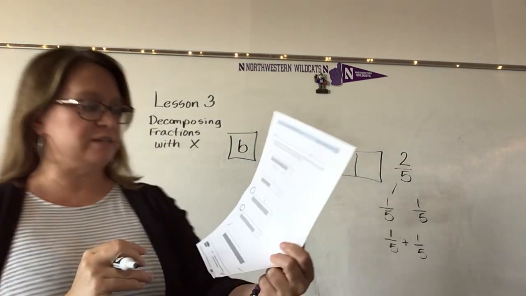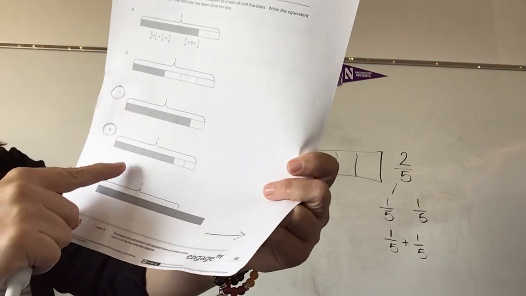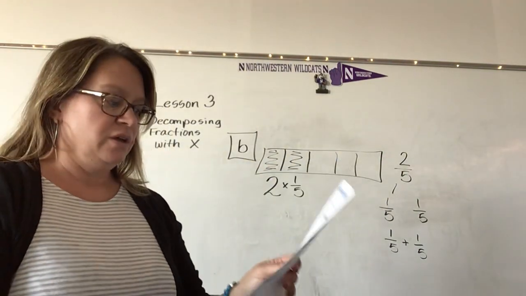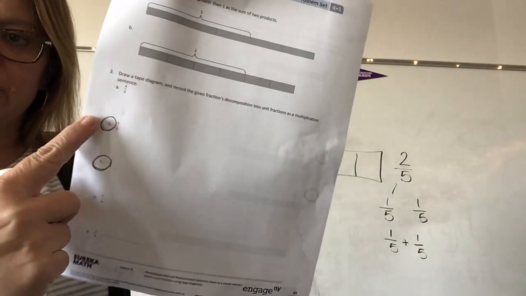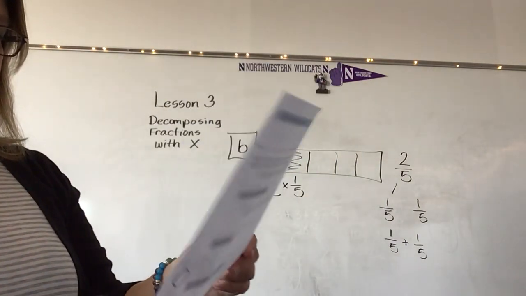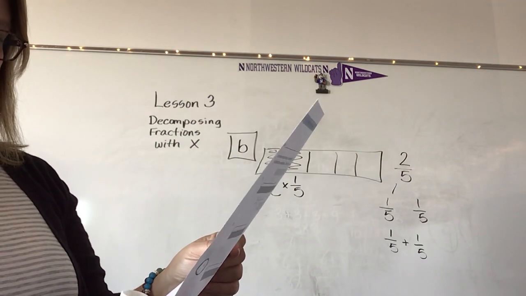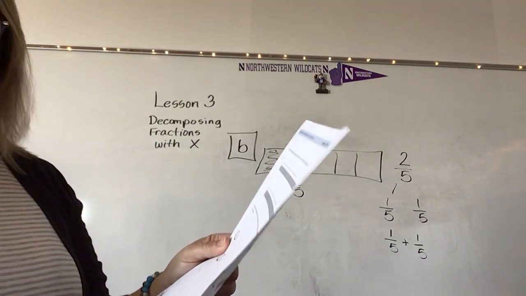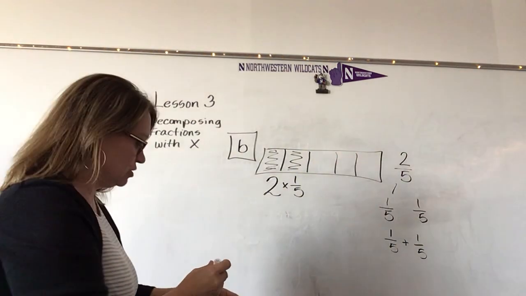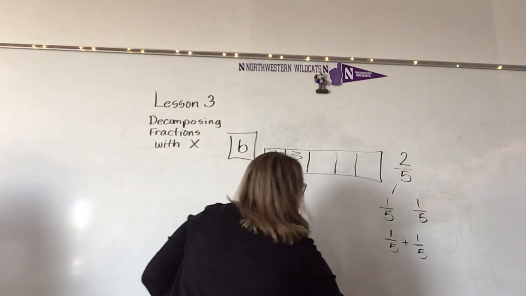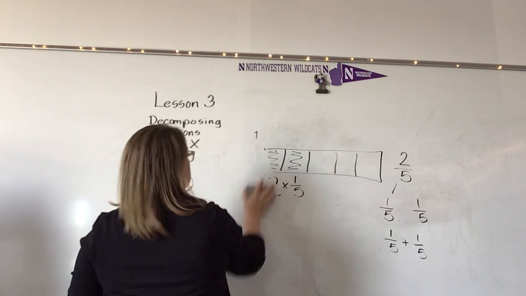Your job will be to do this for C and D. You should be able to see those on the math assignment. Looking at the back, let's look at letter B. Your directions say draw a tape diagram and record the given fraction's decomposition into unit fractions as a multiplication sentence. So I look at B. Let's get my work erased from before.